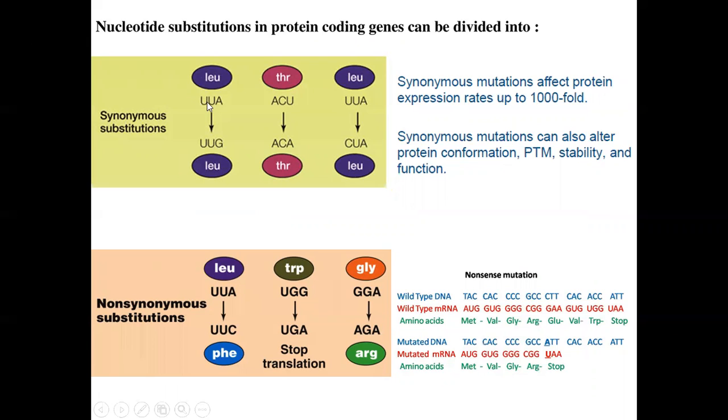This means, for example, in E. coli, whenever leucine came, maybe it prefers the UAA for leucine, and when threonine came, it prefers ACU. For leucine, it mostly prefers UAA. But there are other codons which can also code for leucine, but E. coli preferably uses UAA whenever there is the leucine amino acid.